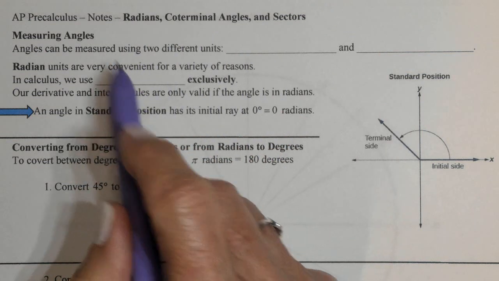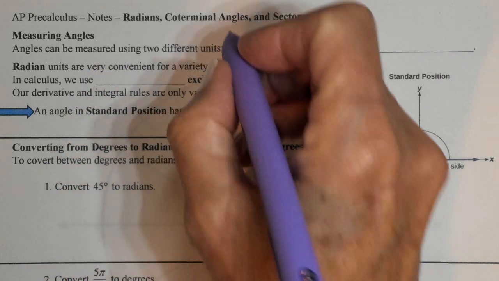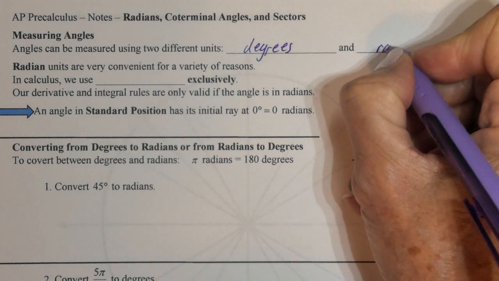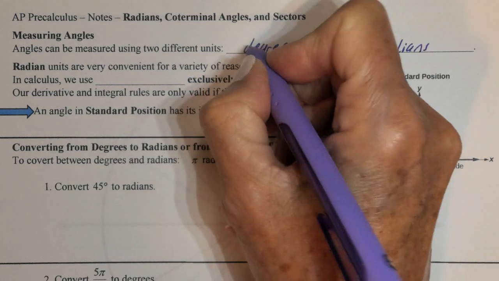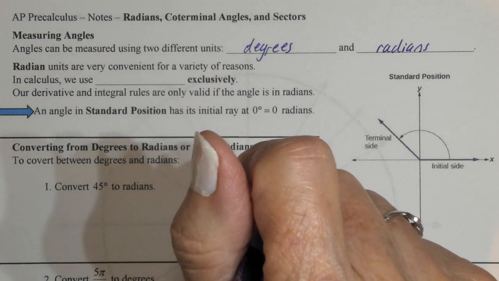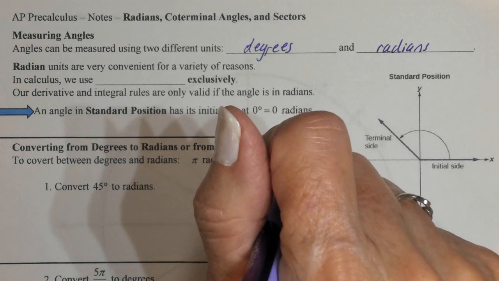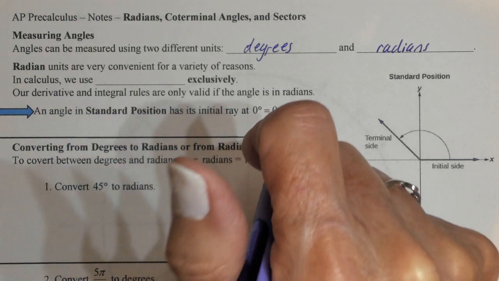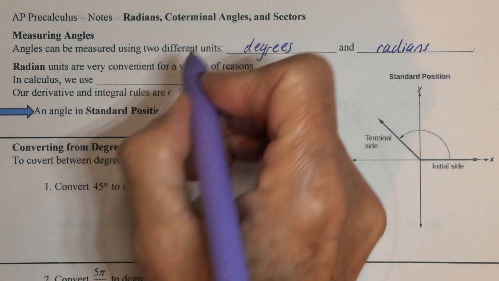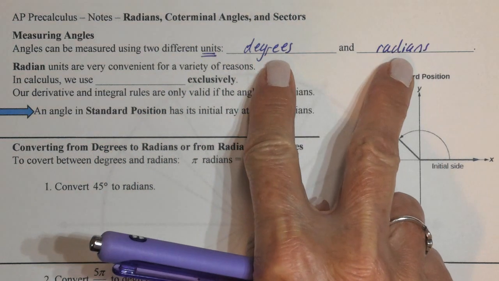Okay, so measuring angles. Angles can be measured using two different units, degrees and radians. They are just two different measurements for angles. Just like you can measure distance in feet or inches or miles or meters or centimeters or whatever, distance can be measured in different units. Measuring angles, two different units, degrees and radians.